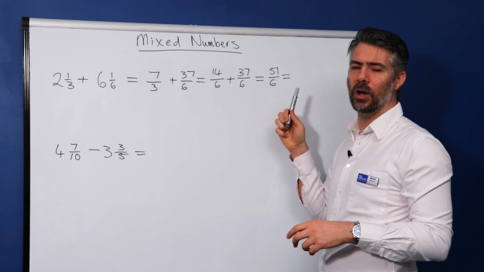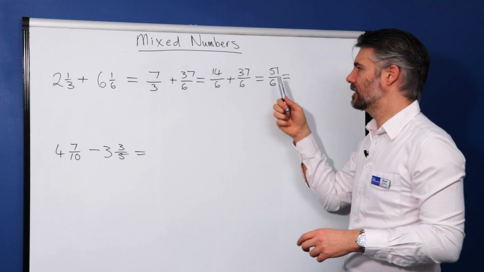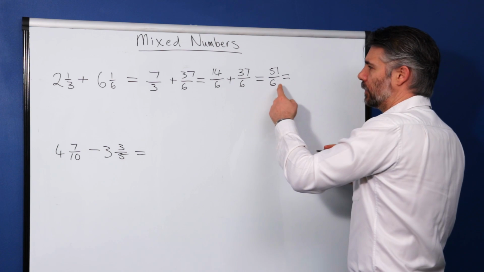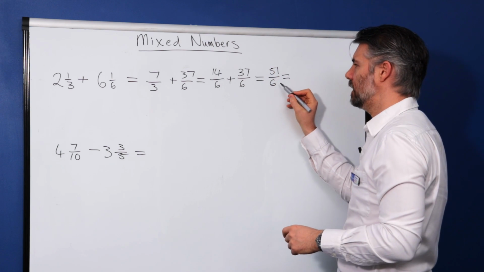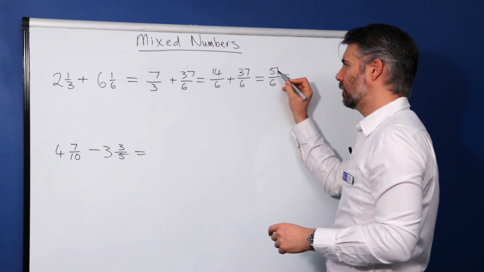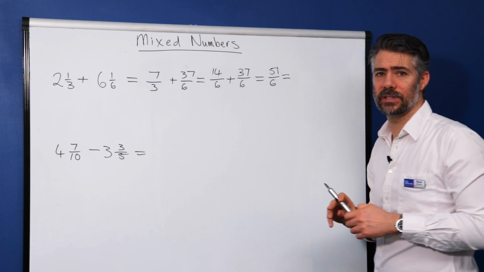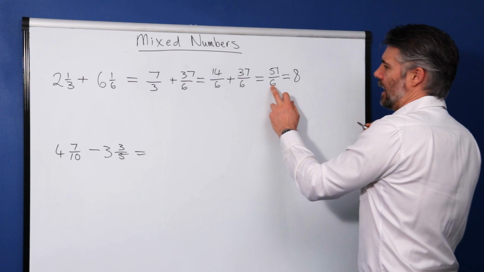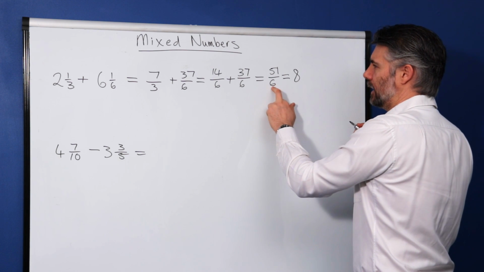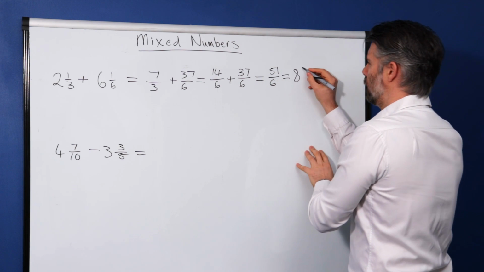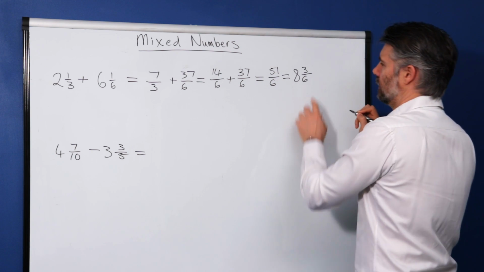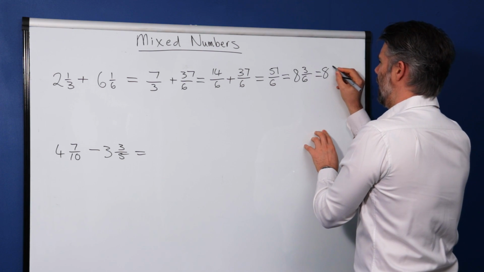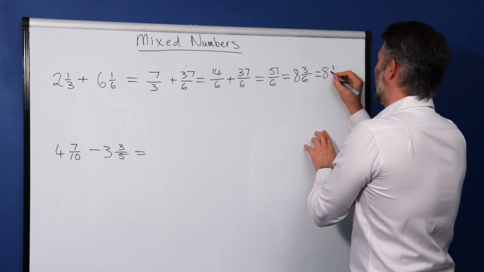Now, you can't leave your answer as an improper fraction. You always leave your answer as a mixed number. So we're going to go back here and say how many times can 6 go into 51, and the answer is 8 times. So that's 8 wholes. 8 times 6 is 48. So what is left? 3 over 6. And this can be simplified further down, so it's 8 and a half.